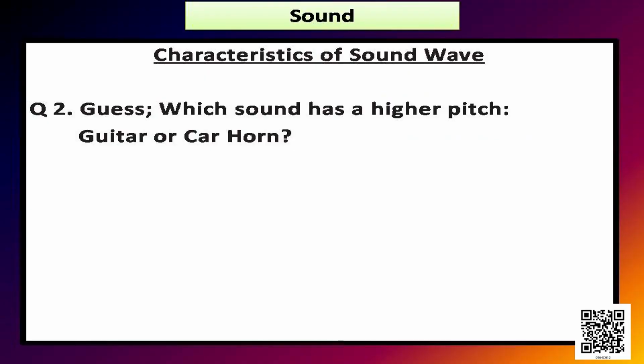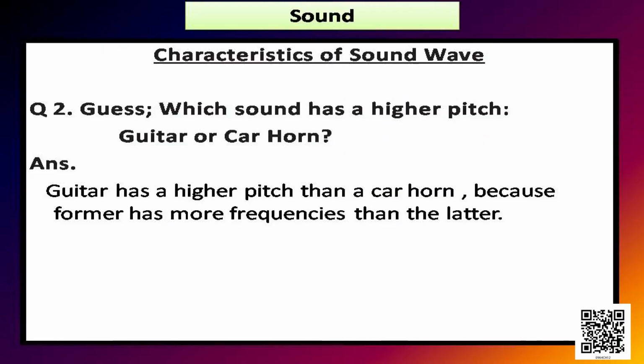Question 2. It says, guess which sound has a higher pitch, guitar or car horn? What should be the answer? It should be guitar because it produces higher frequency than the car horn. So, your answer will be guitar. Okay, hope you understood this.